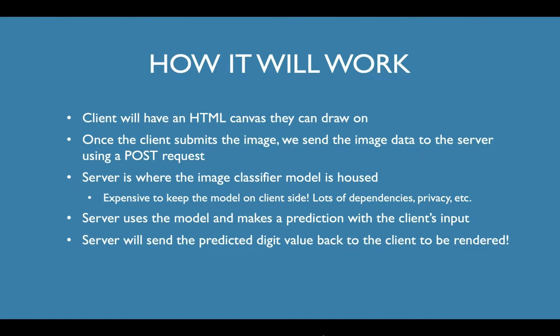And the reason we do this is because it's really expensive to keep the model on the client side. There's lots of dependencies that are really large in file size. Normally you want to keep your models private so that the clients can't see them and so people can't steal them, for example. And generally when you're building web apps that use machine learning models, you want to keep all your data and models on the server side. So with that in mind, the server will use this model and make a prediction with the client's input in the backend, and then the server will send that predicted digit value back to the client to be rendered.